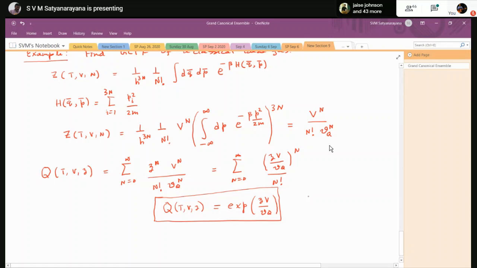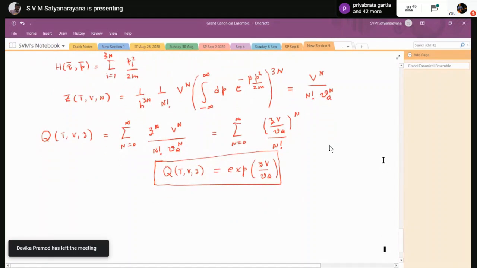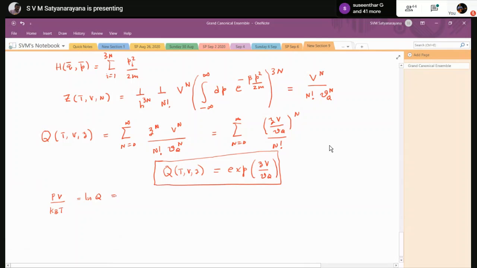As I told you, it is very simple to obtain the grand canonical partition function once you know the canonical partition function. Now we have written this down. So we know that PV by kBT is given by the logarithm of Q, that means it is equal to zV by VQ.